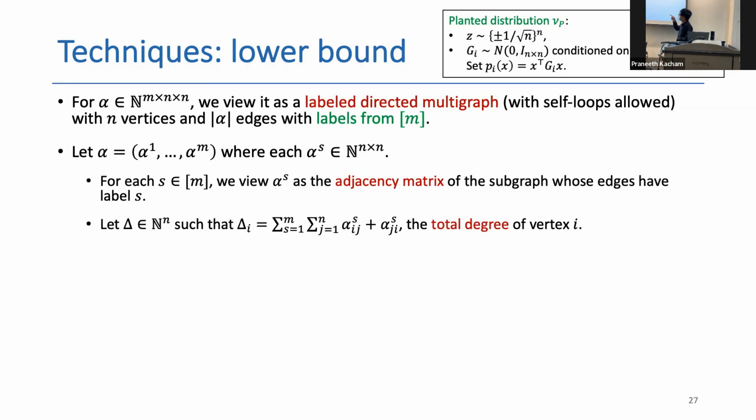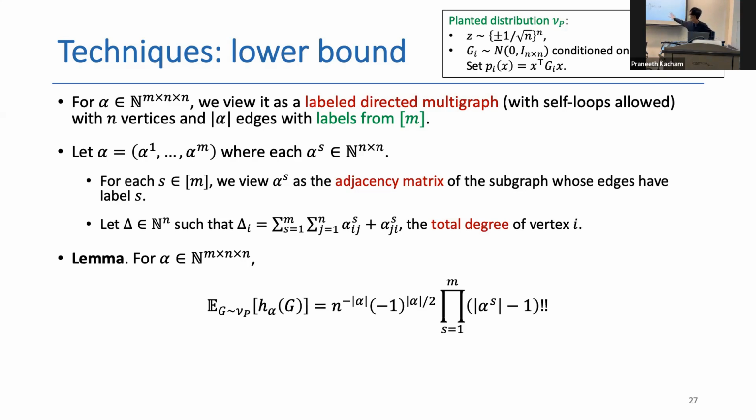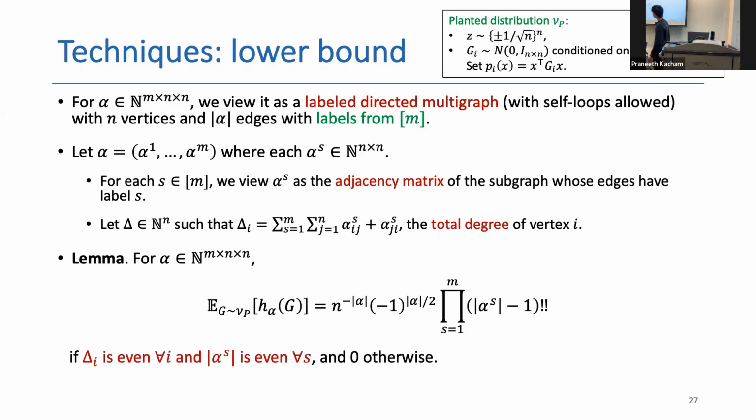And we denote delta to be the degree of this graph. This is just the sum of the in-degree and out-degree. So delta I is the total degree of vertex I in this multigraph. And then here's the lemma that we proved. This quantity is not important. The important thing is that this is only non-zero when delta I is even, and every label appears an even number of times. That's the important part.